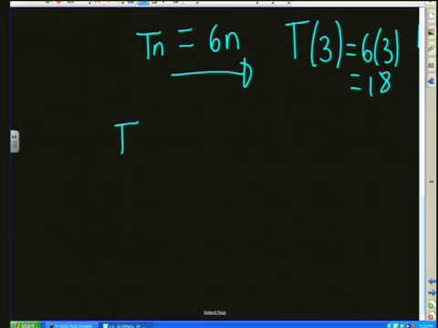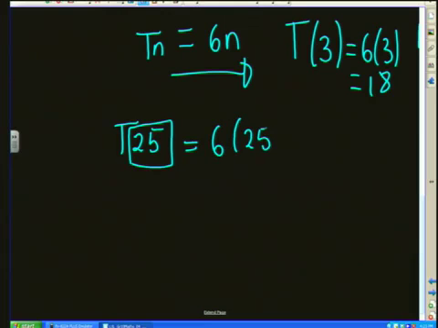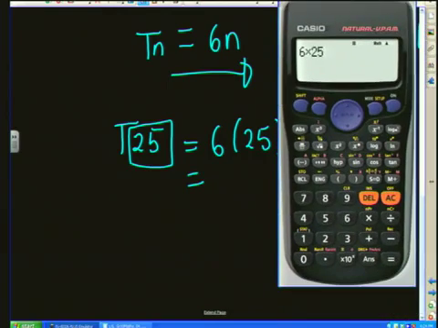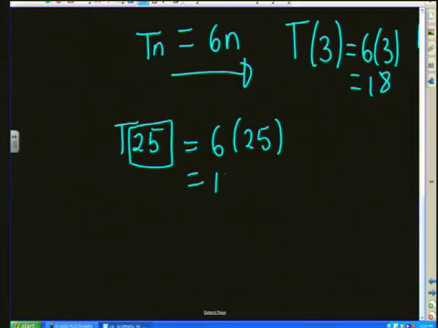Now we want to find term 25. Guys, remember, to find any term, we substitute the value of the position of the term in place of n. So term 25 is going to be 6, and in place of n, I put in 25, and I get 6 times 25, which gives me 150. Okay, so therefore term 25 is 150.